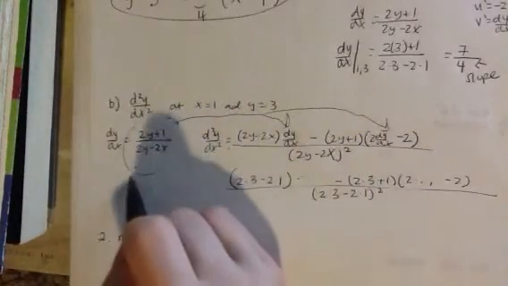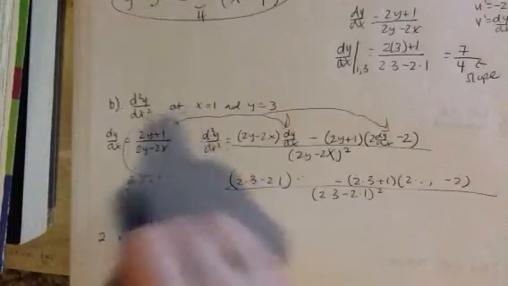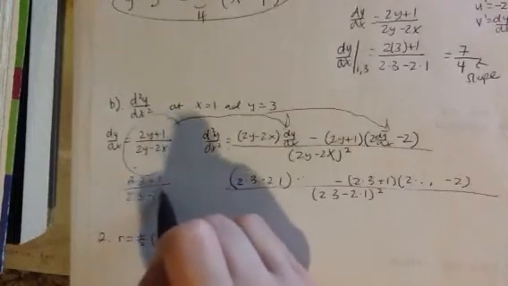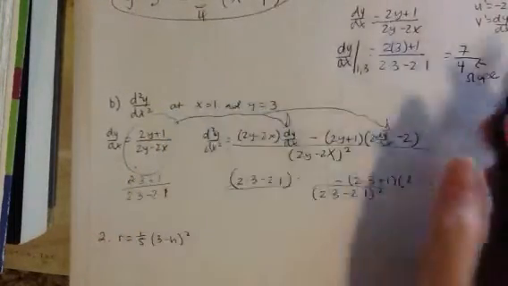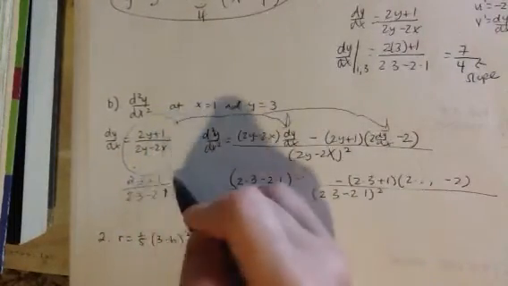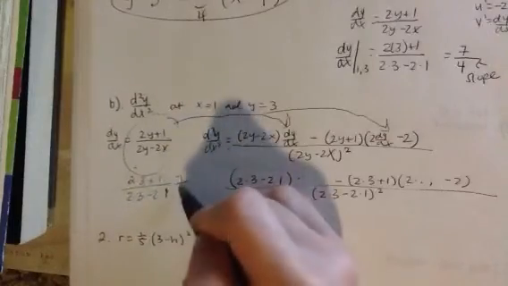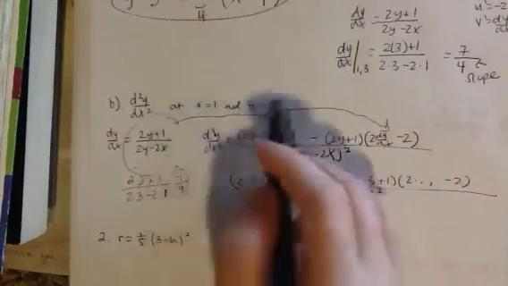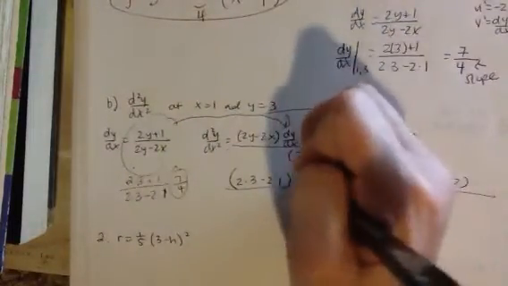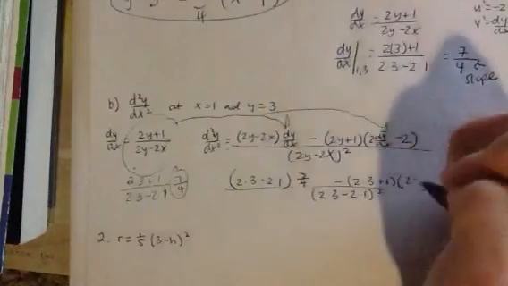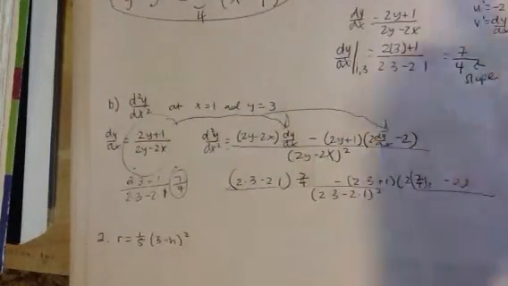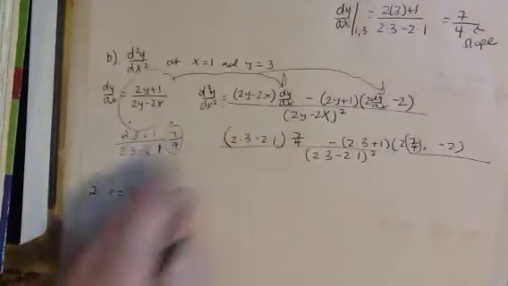So if I were to plug in, this would be 2 times 3 plus 1 over 2 times 3 minus 2 times 1, which is actually what we did earlier, but it's okay. 6 plus 1 is 7. 6 minus 2 is 4. So then dy/dx at this point is just 7 over 4. And now we clean up.